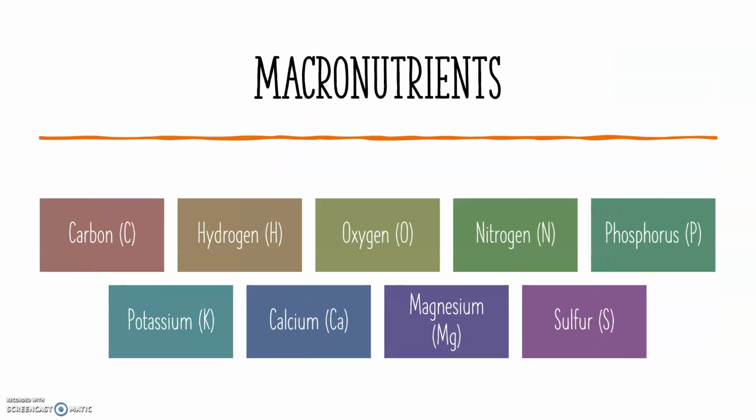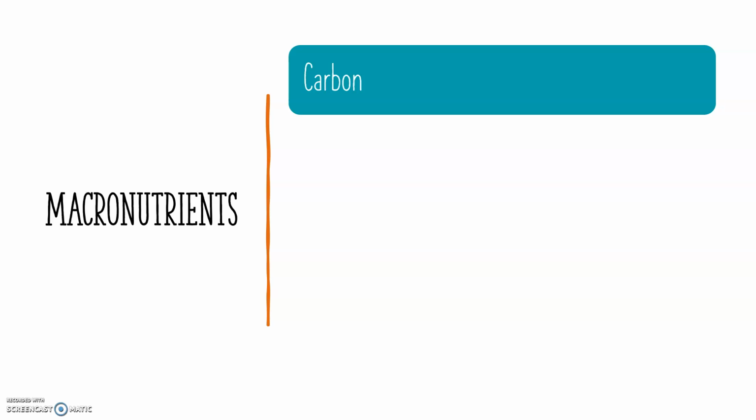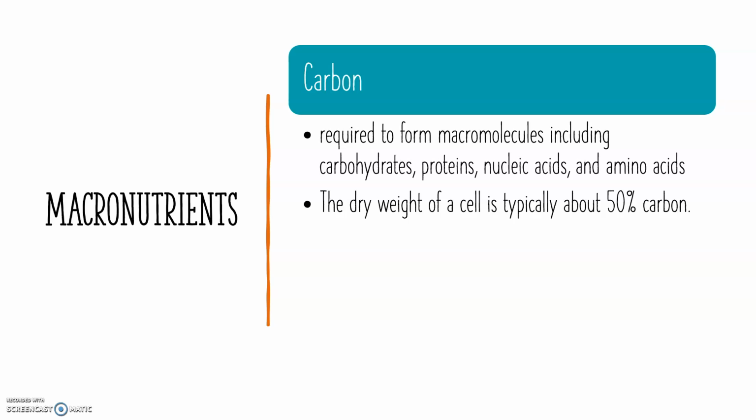Macronutrients required by plants are carbon, hydrogen, oxygen, nitrogen, phosphorus, potassium, calcium, magnesium, and sulfur. Carbon is one of 2 elements that must be present for a molecule to be organic. Carbon is necessary to form macromolecules including carbohydrates, proteins, nucleic acids, and amino acids. When you remove all of the water from a cell, the dry weight of a cell is roughly 50% carbon.